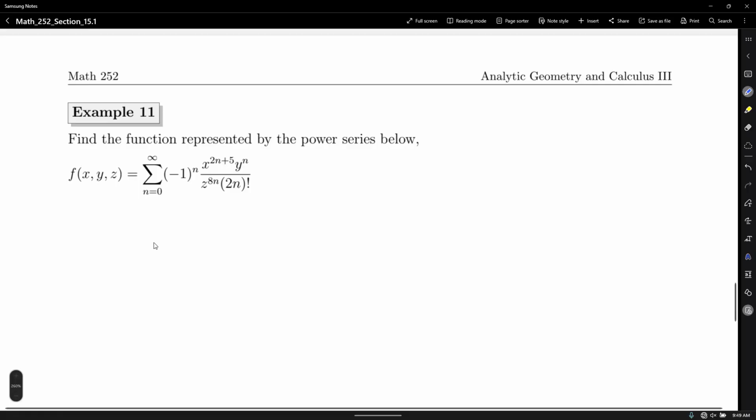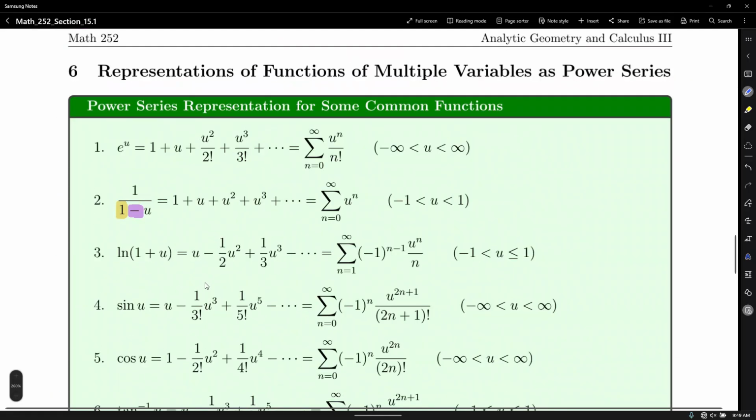So now we're going to do the reverse. We're given a power series, but they're asking us to find the function represented by this series. And yes, it may look crazy, but there's actually one piece of information that would give away the function we're working with. Okay, let's review the different power series.